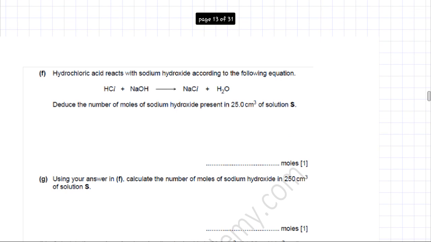we're told that hydrochloric acid reacts with sodium hydroxide according to the following equation. So the ratio in which HCl and NaOH react is 1:1 according to the equation, which means that the moles of HCl and the moles of NaOH are going to be exactly the same. We are now asked to deduce the number of moles of NaOH present in 25 cm³ solution S.